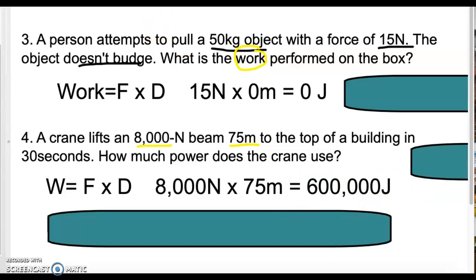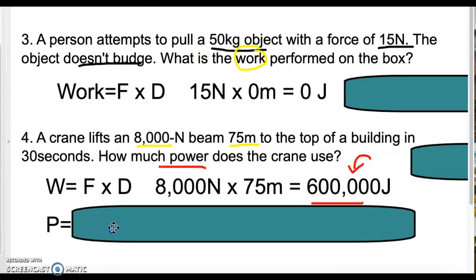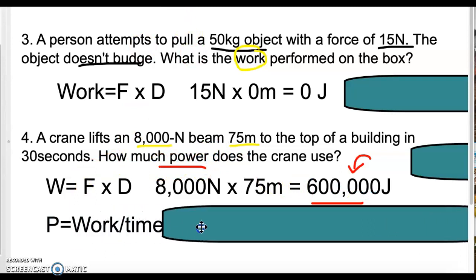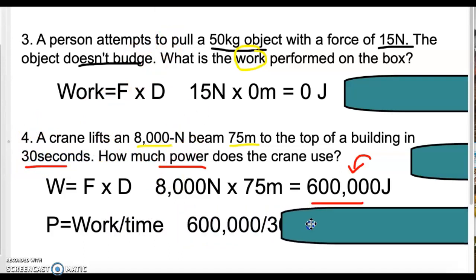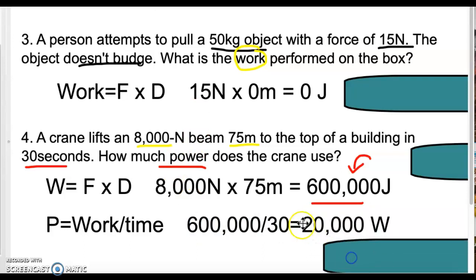So now that we have our work number, we can then find power. So power equals work divided by time. Did it give a time in the problem? It did. It said 30 seconds. So you take your work number, which was 600,000 joules, and divide it by 30 seconds, and you should get 20,000 watts.